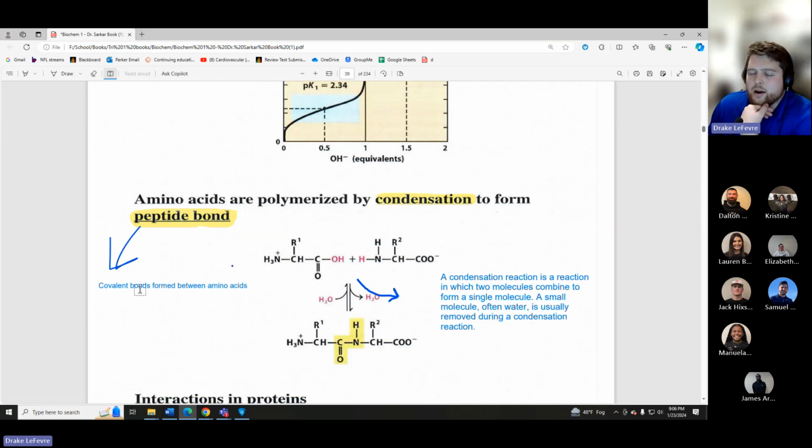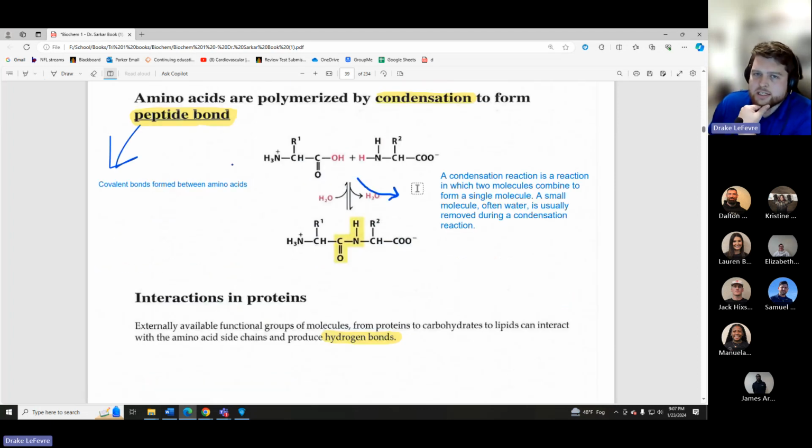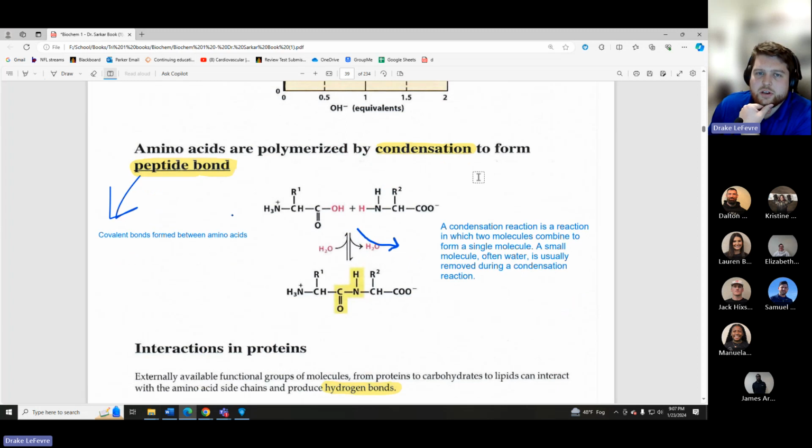It's kind of like this square rectangle situation. Not all covalent bonds are peptide bonds, but all peptide bonds are covalent bonds. We have two reaction types: condensation, and the opposite is hydration. They both involve water. In a condensation reaction, two molecules combine to form a single molecule. So here, these two amino acids are combining, and a small molecule, in this case water, will be removed during a condensation reaction.